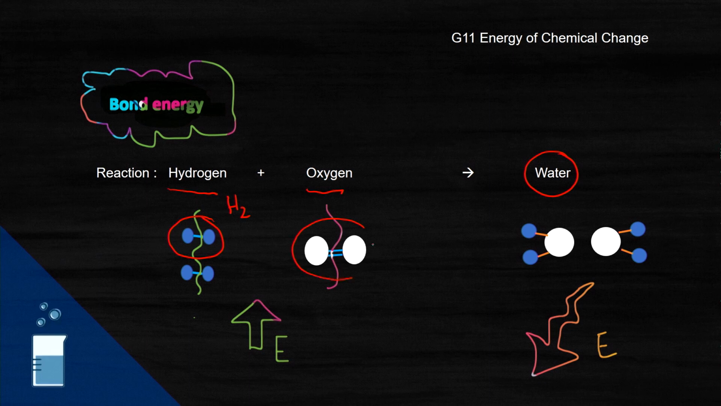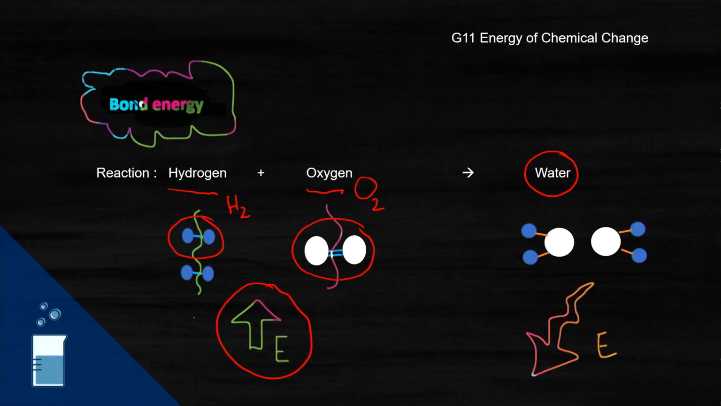The same applies for oxygen. Now, oxygen has got a double bond. It is also a diatomic molecule. It's covalently bonded to itself, and those double bonds have to be broken. So you can see here that energy has to be put into the system to break those bonds apart.